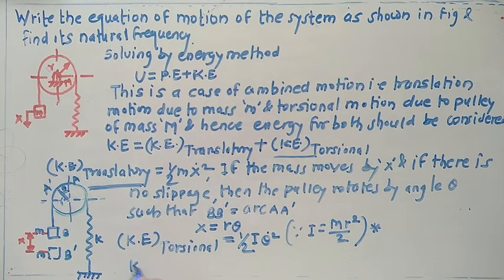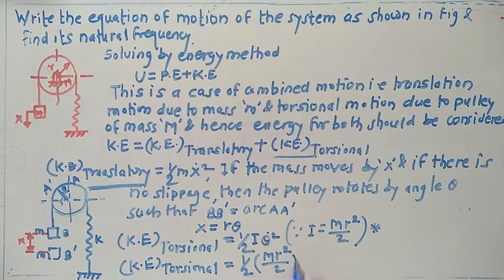So the kinetic energy during the torsional motion is nothing but 1/2 times I, which is capital M into small r square by 2, into theta single dot square. Try to simplify this. Here we get 1 by 4, since 2 multiplied by 2 is 4, M r square remains as it is, and theta single dot square remains as it is.